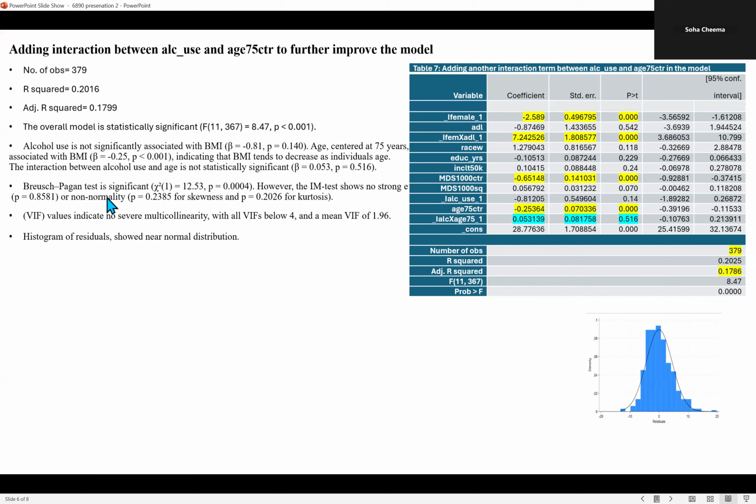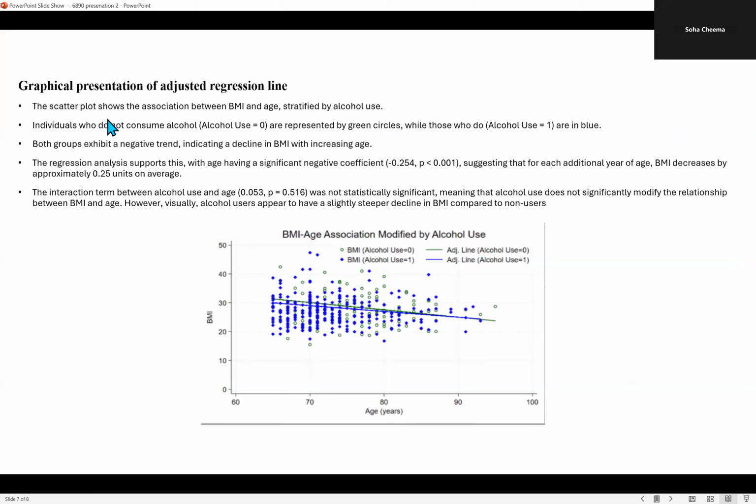The Breusch-Pagan test is significant, however, the IM test shows no strong evidence of heteroscedasticity or non-normality. VIF values indicate no multicollinearity, with all VIF values below 4 and the mean VIF of 1.96. The histogram of residuals showed near normal distribution. Then we have a graphical presentation of the adjusted regression line.